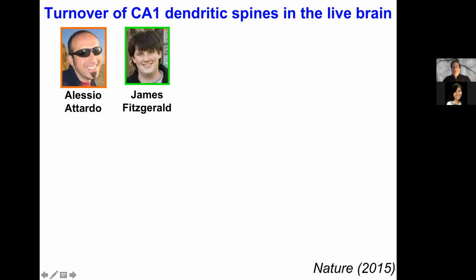Now, as I'll show you in these next slides, we can even come back to individual synapses in the brains of adult mice. This was something that was pioneered by Alessio Ottardo and James Fitzgerald in the lab. Alessio now has his own group in Munich, and James has his own group at HHMI Janelia Farm in Ashburn, Virginia. And dendritic spines are the postsynaptic morphological structures at a large majority of excitatory synapses in the brain.